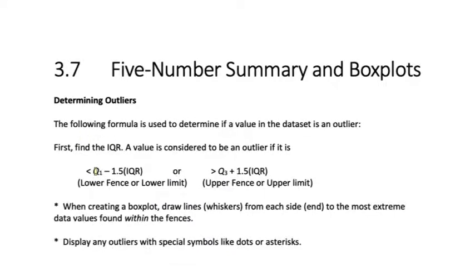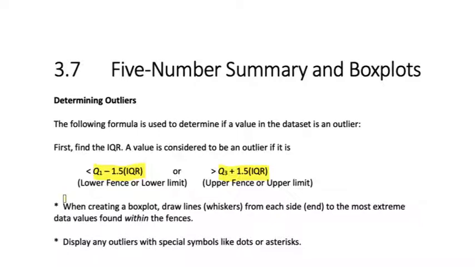Then what you need to calculate is Q1 minus 1.5 times the IQR, and Q3 plus 1.5 times the IQR. Q1 minus 1.5 times the IQR gives you what's called the lower fence. Anything less than this value is an outlier. Q3 plus 1.5 times the IQR gives you the upper fence. Anything greater than this value is an outlier.